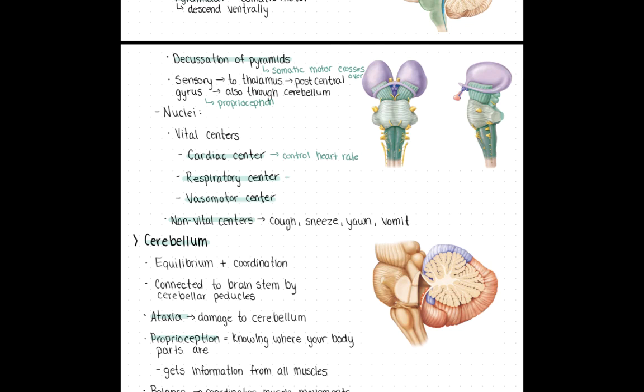This is going to work with the pons to regulate breathing, the rate of breathing, and how deeply you breathe in and out. It works with the pons and the respiratory center we talked about with the pons. And then lastly, we have the vasomotor center.